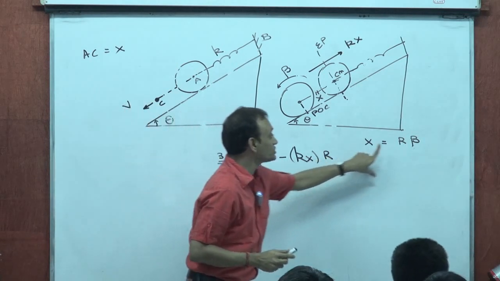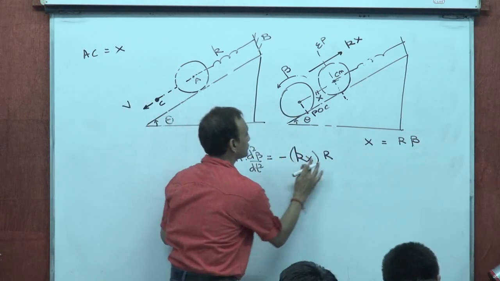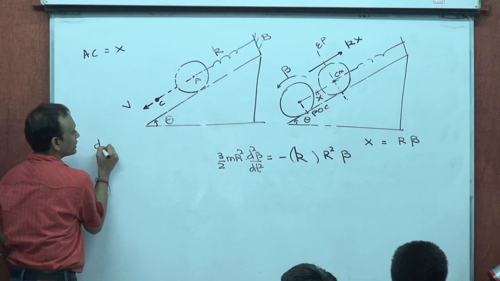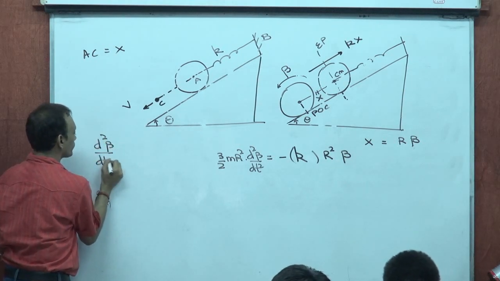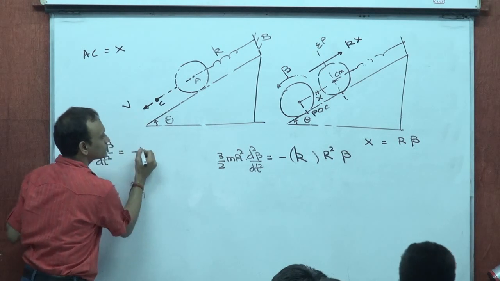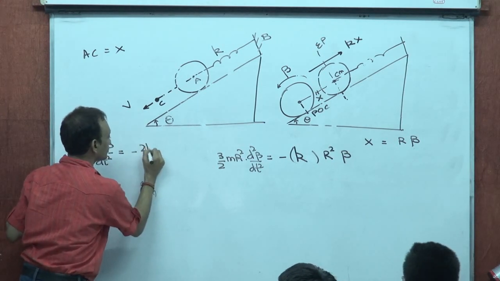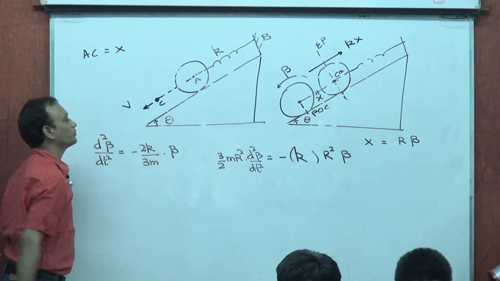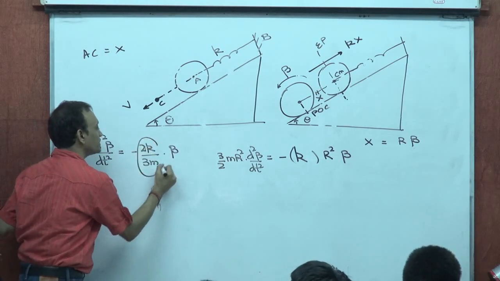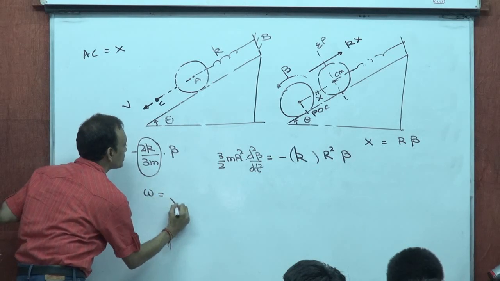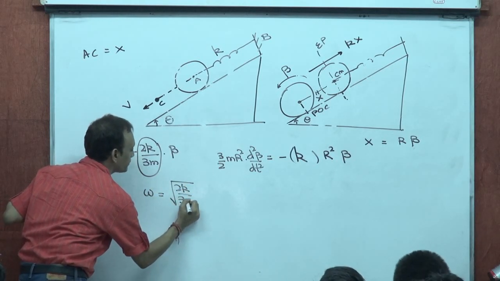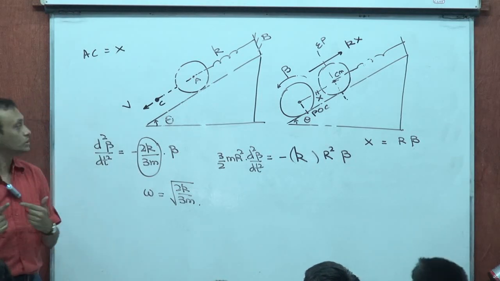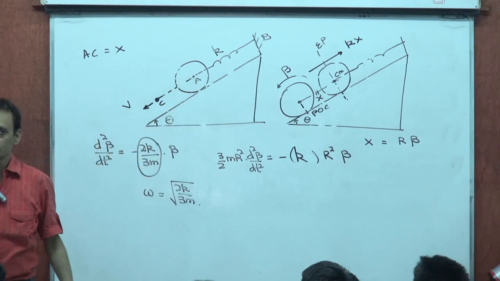Now all that you need to do is replace x by r beta. So that gives us d2 beta dt2 equals minus something times beta. This then must be the omega square. Omega then must be root 2k by 3m. This must be the angular frequency of oscillation of the center of mass, right?